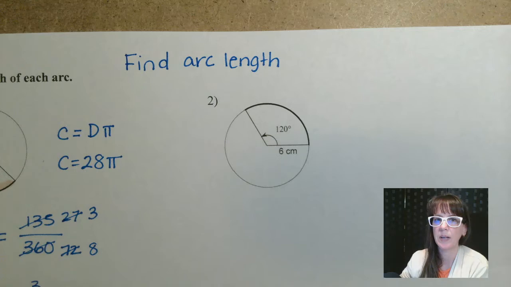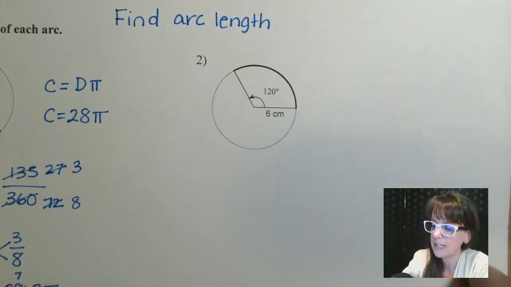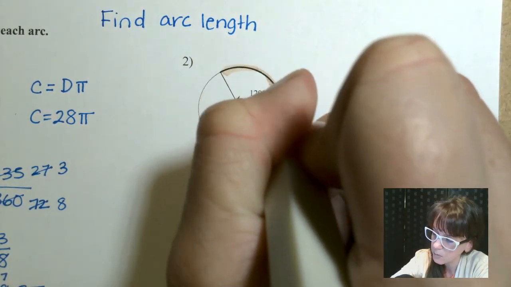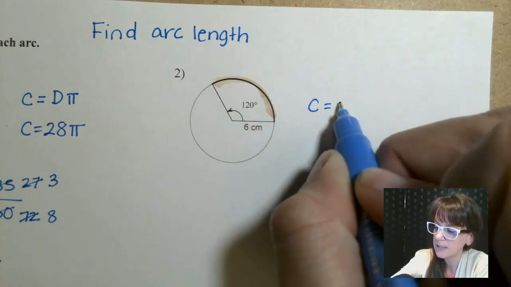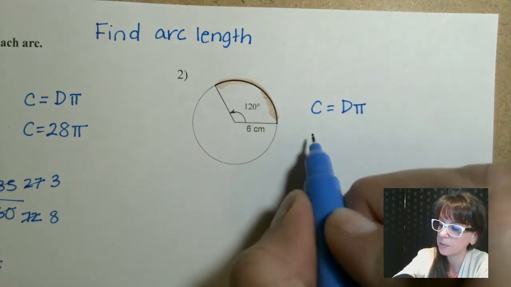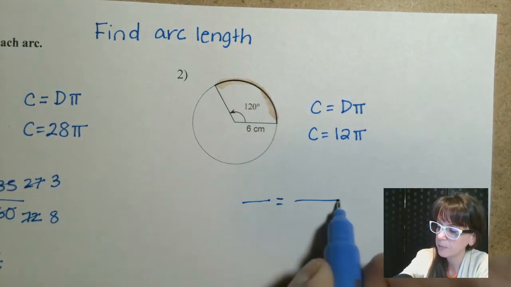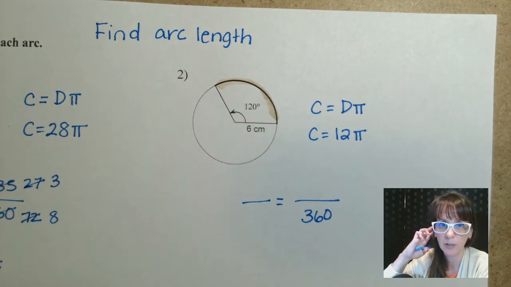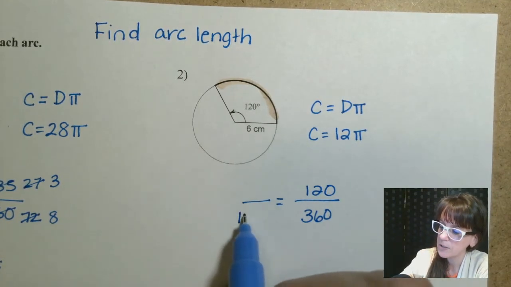All right, let's take a look at this one. We have 120 degrees here, and we want to find the arc length here. So same idea. We're going to find our circumference, which is the diameter times pi, and in this case our diameter is 12. It's double the radius, so circumference equals 12 pi. Now we're ready to do our setup, which is part over whole equals degrees over 360, and so for our degrees we have 120. Okay, and then our whole circumference is 12 pi.